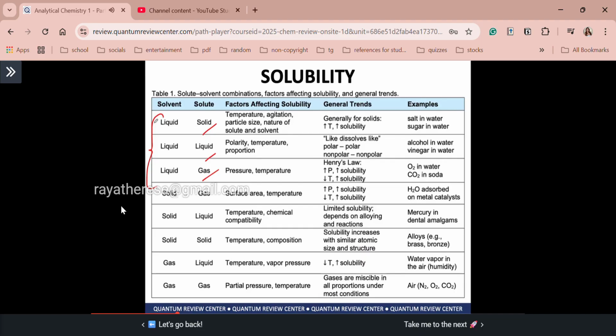For solids dissolving in liquids, the general trend is higher temperature, higher solubility. Okay? I know, alam niyo to. Example, salt in water, sugar in water. Okay? Next, liquids in liquids. So, ito ang kanilang factors: polarity, temperature, and proportion. At very popular ang rule of thumb na like dissolves like. Kailangan lang, di ba, compatible?